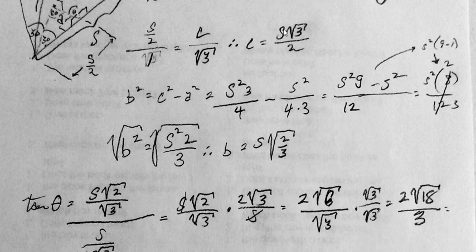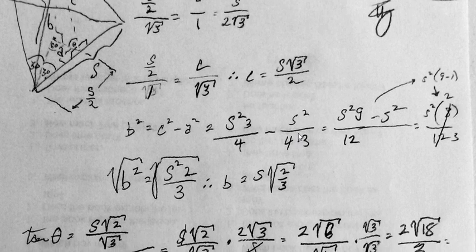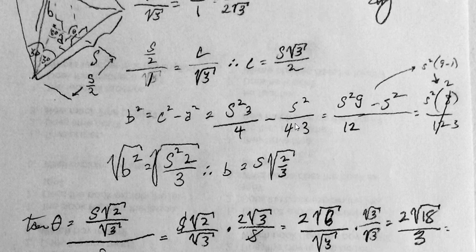Now I use Pythagoras' theorem, and I need B, which is that center post. B squared equals C squared minus A squared. So here's C squared, S squared 3 over 4, right? Minus A squared, and we knew that A was S over 2 radical 3, so S squared over 4 times 3, because it's now squared.